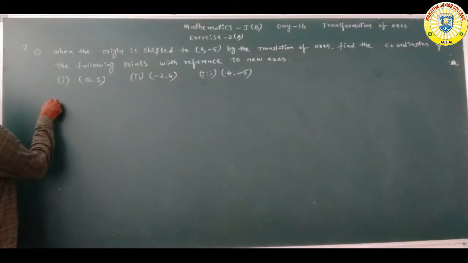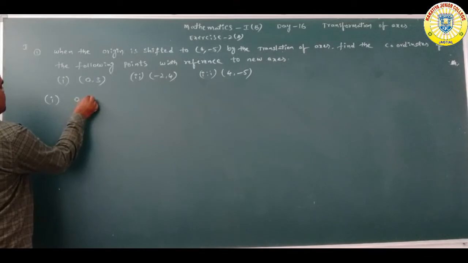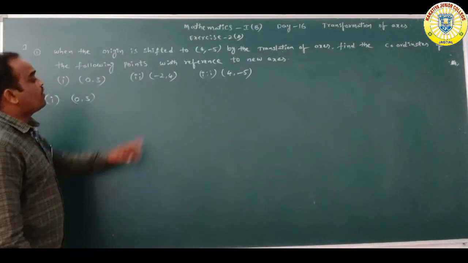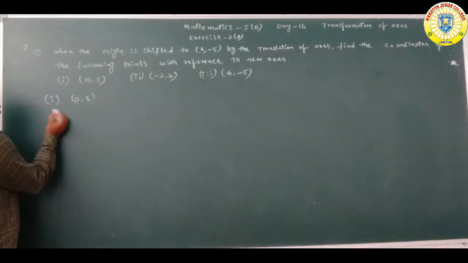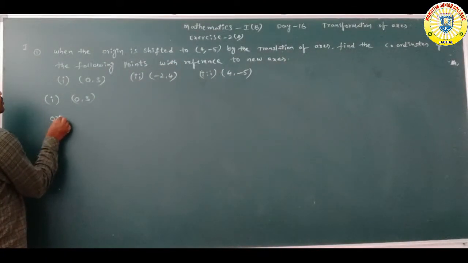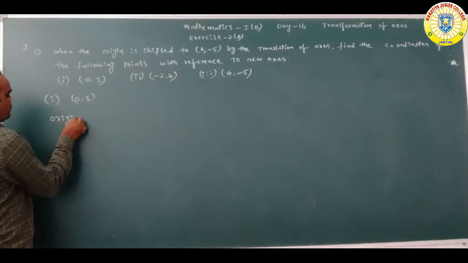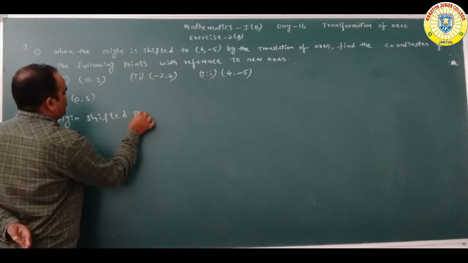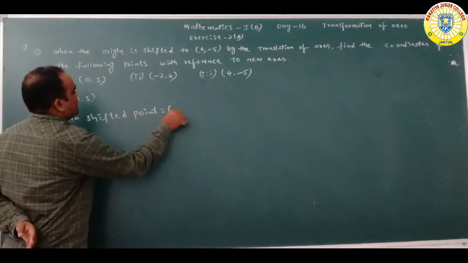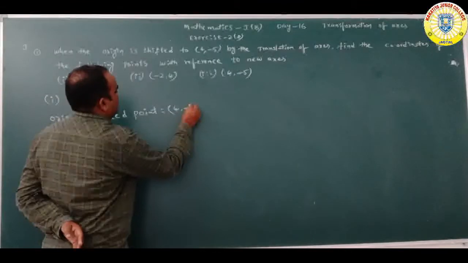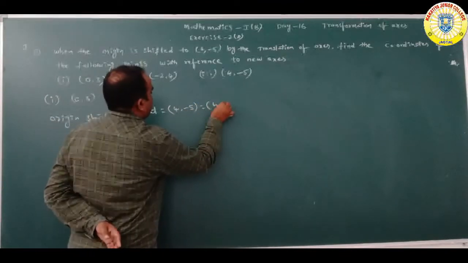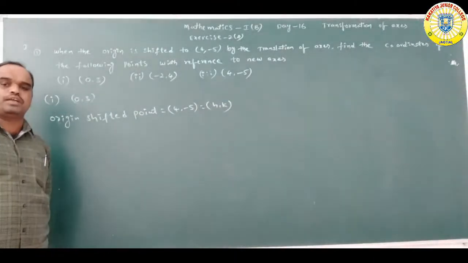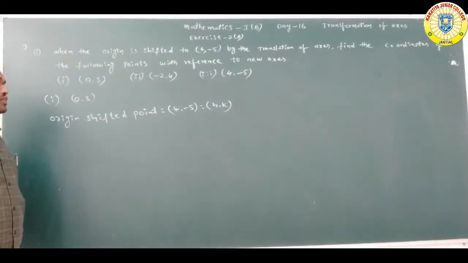See here, the first question is 0, 3. These coordinates are old coordinates. The origin shifted point given is 4, minus 5, which is equal to h, k. Always remember this: the origin shifted point we denote by h, k.